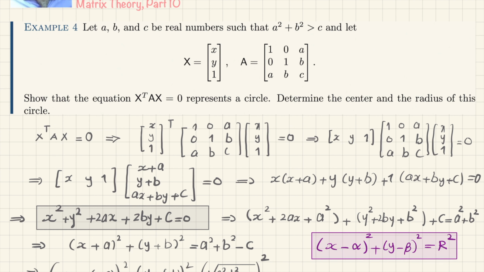Okay, so now can you tell me what is the center of this circle? Yes, just say it. Yeah, center is minus a, minus b, and what is the radius? Yeah, square root of a squared plus b squared minus c. So it means that you can write an equation of a circle in matrix form.